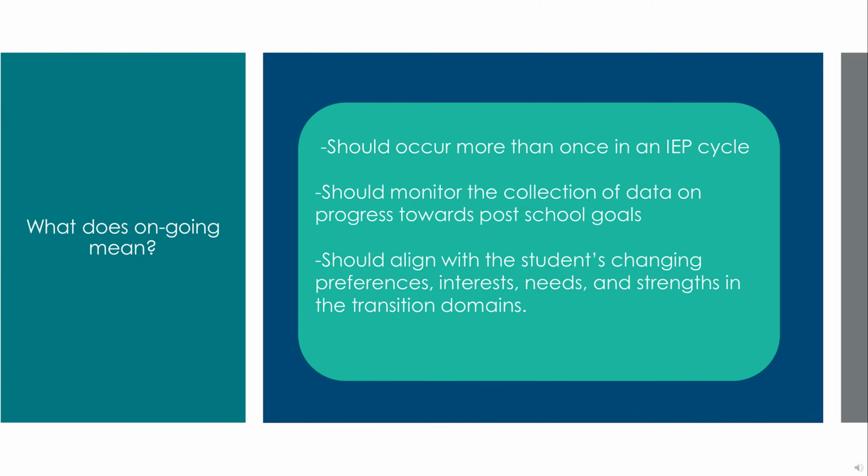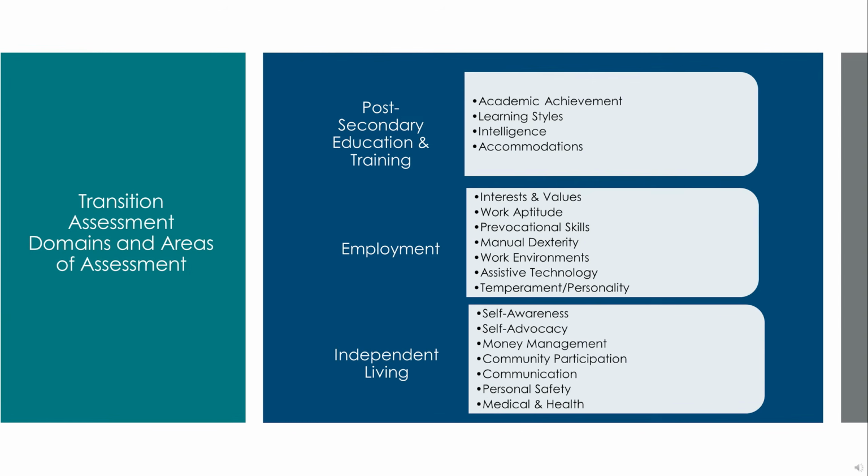It's important to use this data for planning meetings to determine if the student's preferences, interests, needs, and/or strengths have changed within the transition domains. Although an age-appropriate transition assessment may be given to the student, one assessment does not assess all three transition domain areas, meaning that additional assessments will need to be administered once the team determines which domain needs further evaluation. These domains and areas assessments are post-secondary education or training, employment, and independent living.